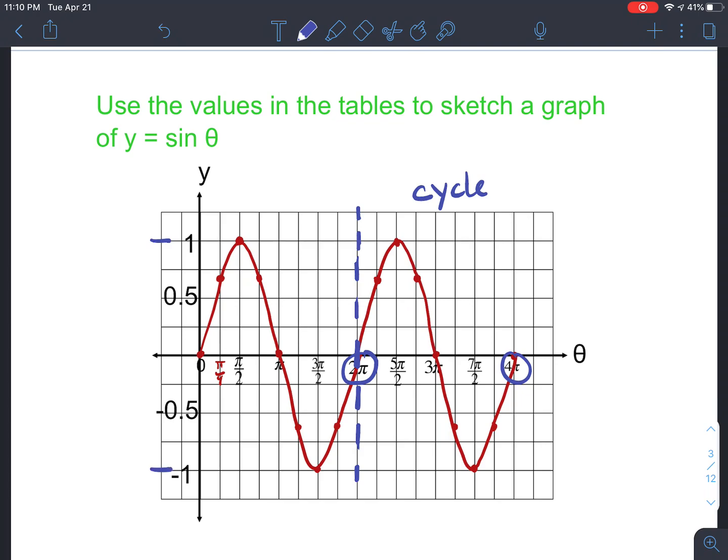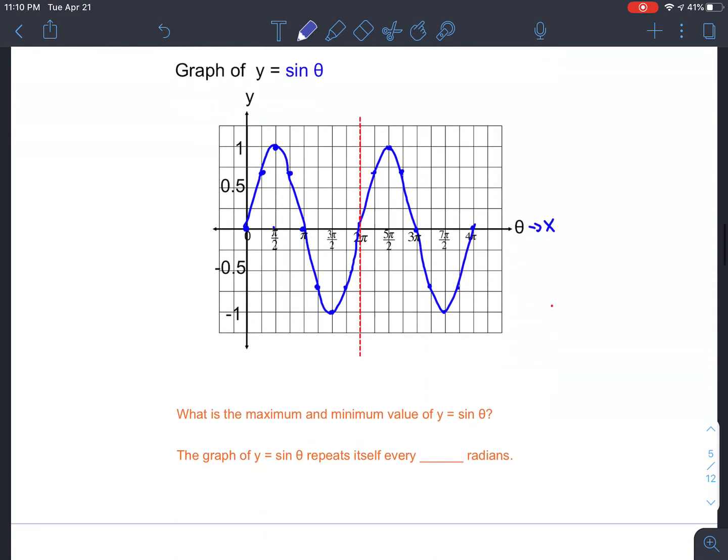Okay? What else should we notice? Well, we see that there is a maximum and a minimum value. In this case, we have a maximum of 1 and a minimum of -1. Now, those values are going to change when we start adding things to this sine of theta, but that means every sine graph is going to have a maximum and a minimum value. Okay, so that's what this slide is asking. What's the maximum and minimum value? My maximum is 1. My minimum value is -1. And the graph of sine of theta repeats itself every 2 pi radians.